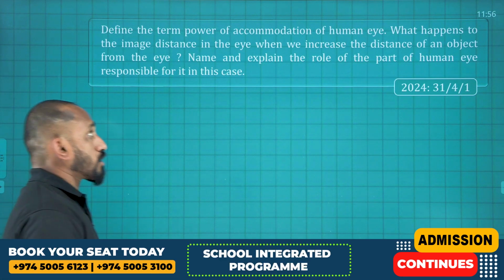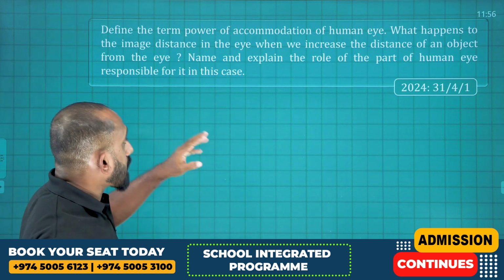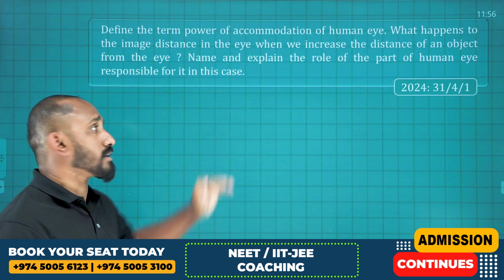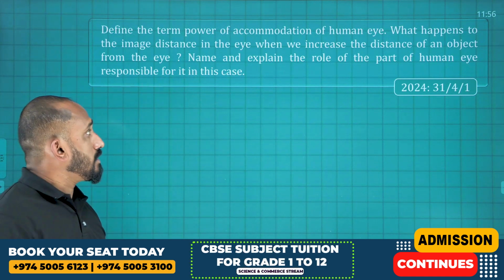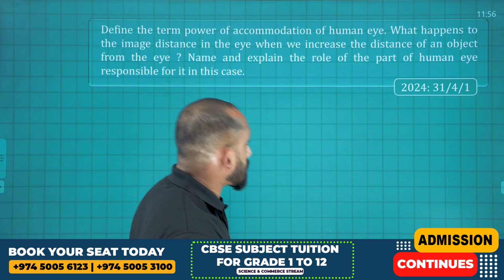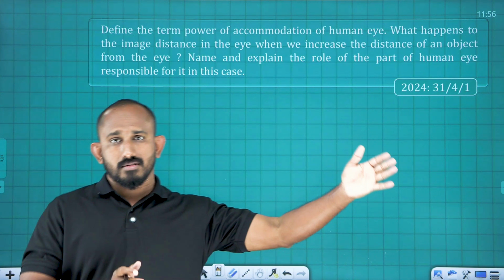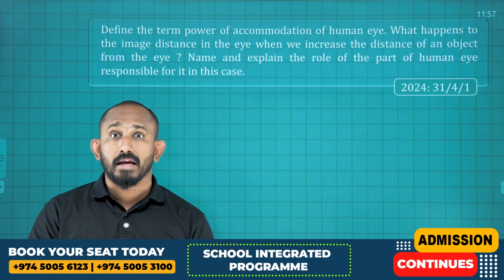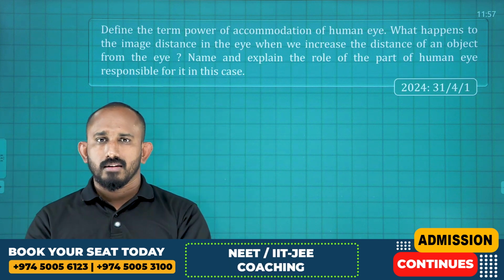Define the term power of accommodation of the human eye. We have already done it. What happens to the image distance in the eye? That's very important, so I collected this question again. What happens to the image distance in the eye when we increase the distance of an object from the eye? If the object's distance from the eye changes, the image distance remains the same. Image distance means the distance between the lens and the retina.